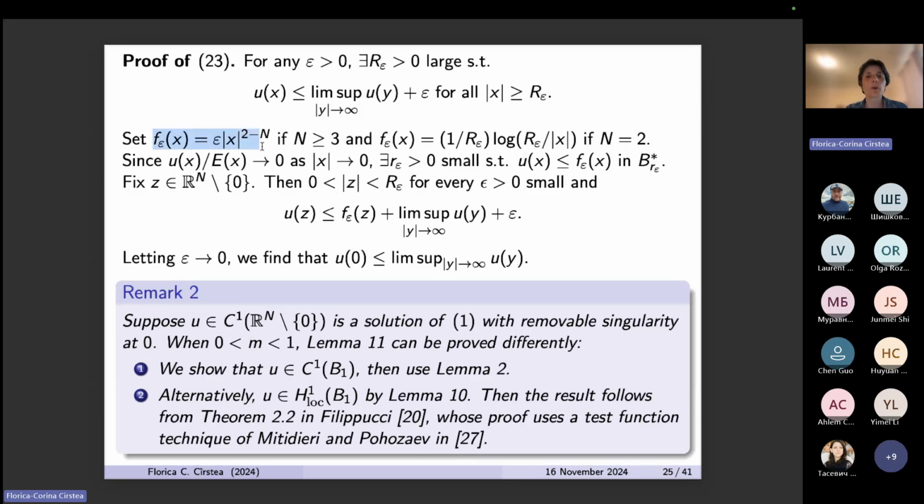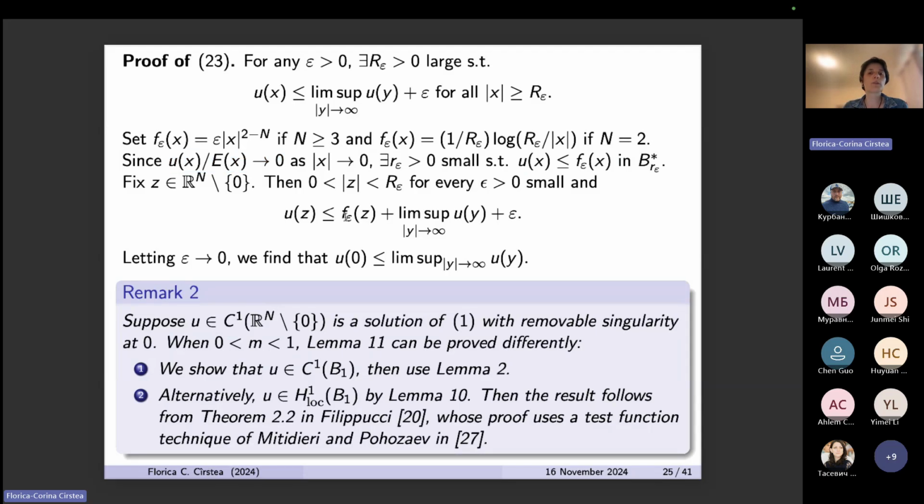Near 0, of course, we will be taking the fundamental solution. So if you are with n greater than or equal to 3, take epsilon times the fundamental solution, the constant epsilon modulus x to the minus n. And if you are with n equal to 2, we have to be a bit more careful because of the log factor. We have log of r epsilon divided by modulus of x, in front 1 over log r epsilon. And since u has a removable singularity, u over the fundamental solution goes to 0, it means that if you are very close to the origin, u is dominated by such phi epsilon. Okay, that's clear from u divided by the fundamental solution going to 0.